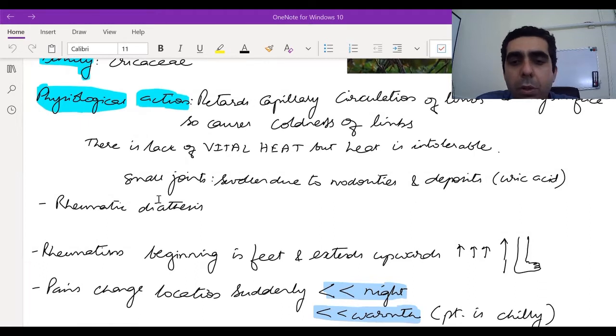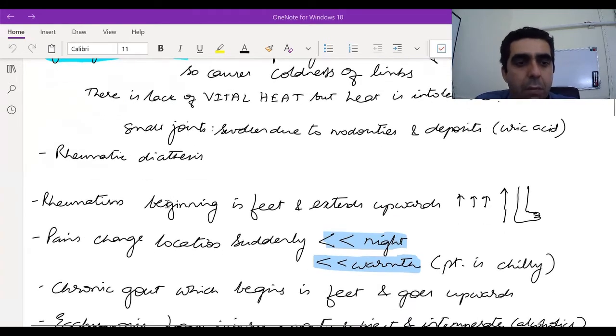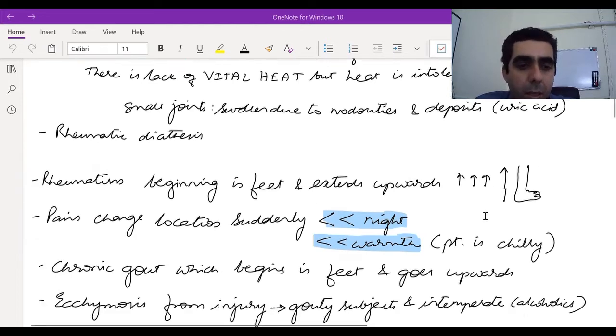Due to the deposition of uric acid crystals on the joints, it causes swelling and inflammation and nodosities of the small joints. Then it is also indicated for rheumatic affections of the joints. The characteristic of rheumatism of Ledum is that the pains or inflammation begin in the lower limb, like in the feet, and then extend upward to the upper limbs.